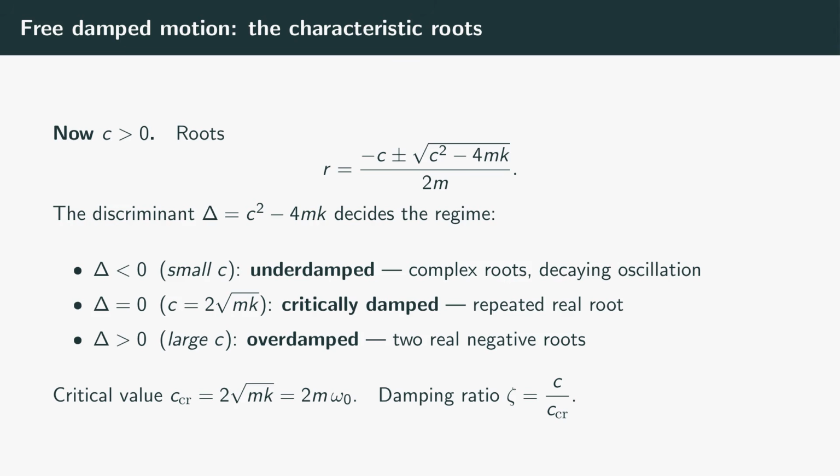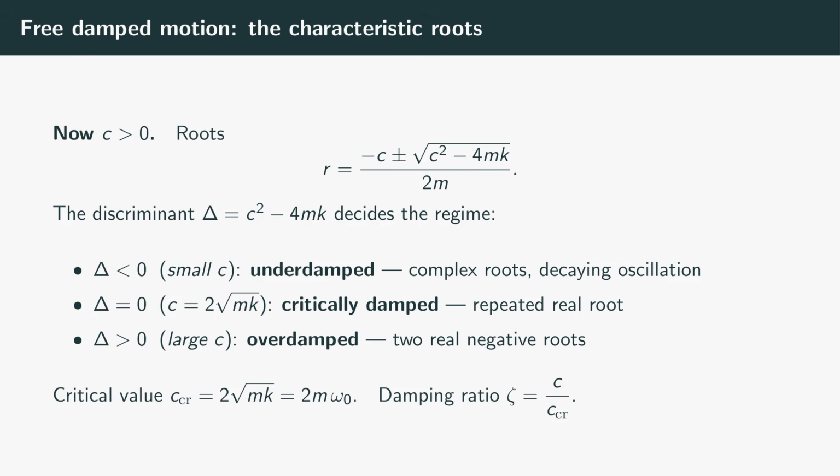Now turn the damper on with c greater than 0. The roots of the characteristic equation are minus c, plus or minus the square root of c squared minus 4mk, all over 2m. Everything hinges on the quantity under that square root, the discriminant, c squared minus 4mk. It can be negative, 0, or positive, and each case is a completely different kind of motion.